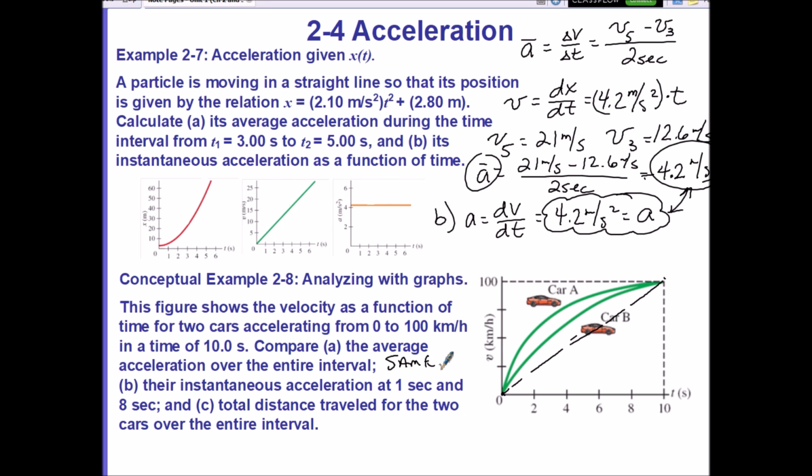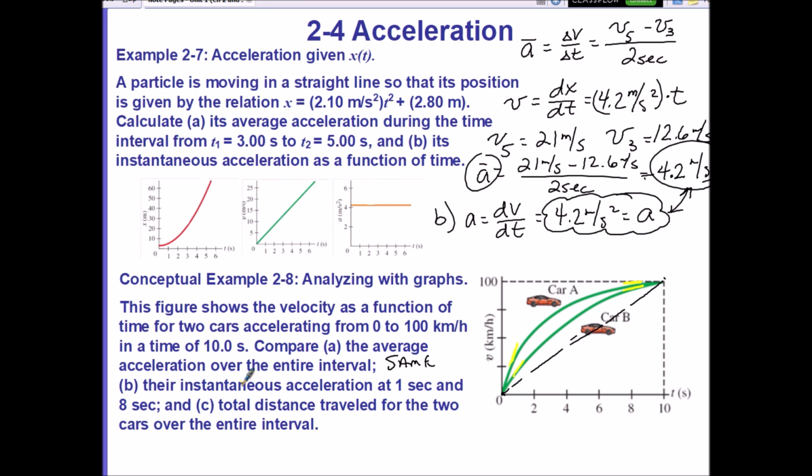Letter B, their instantaneous acceleration at 1 second. Well, at 1 second, I'm going to look at slopes of lines tangent to these curves. And 1 second right around here versus right around here. So it looks like car A is accelerating at a higher rate at 1 second. Now at 8 seconds, that's over here, we can see that now it looks like car B has a little bit steeper line there, and so it looks like car B is accelerating at a greater rate at that point in time. So again, I guess it depends on where we look within that 10-second window. I'm not going to write that in here.